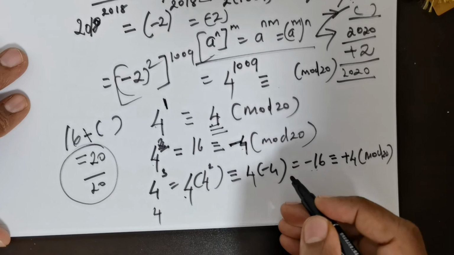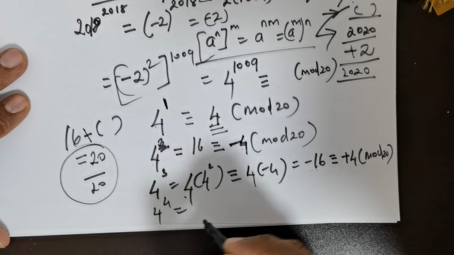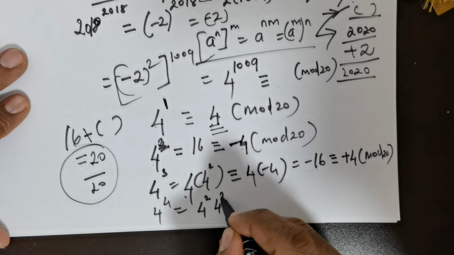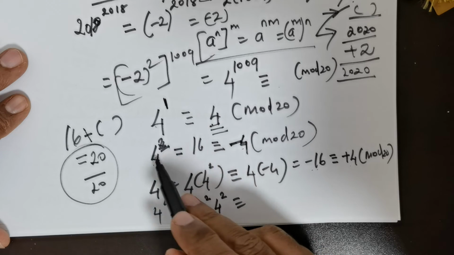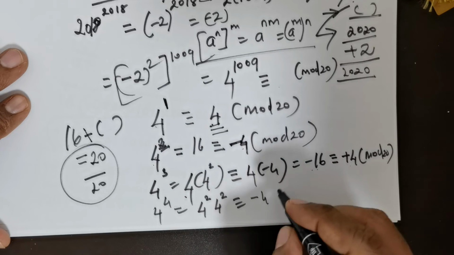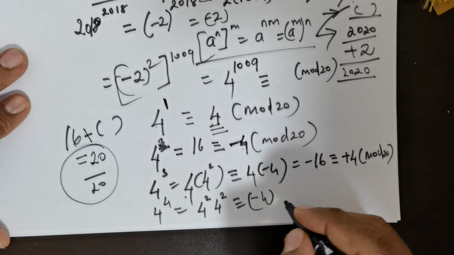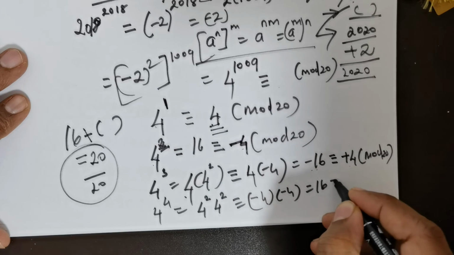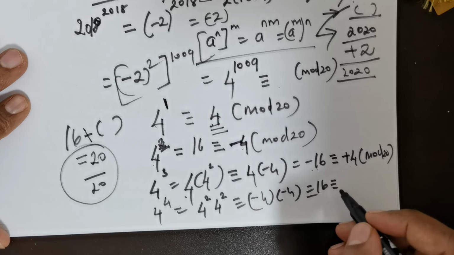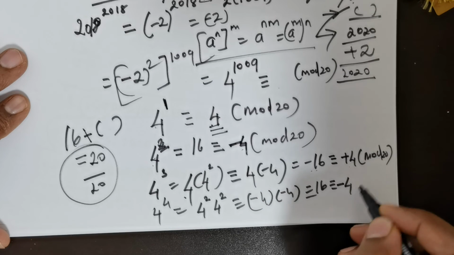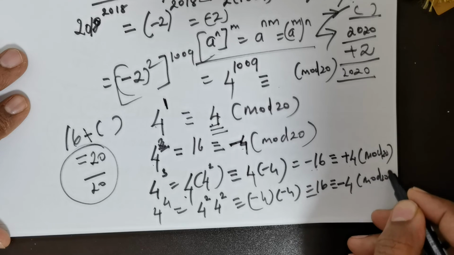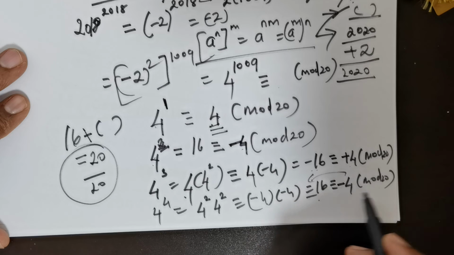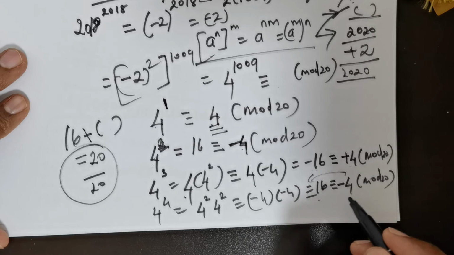Now let me show you what happens if I get 4 raised to the power of 4. 4 raised to the power of 4 can be written as 4 squared times 4 squared. Now 4 squared is congruent to negative 4, and this 4 squared is congruent to negative 4. 4 into 4 is 16. Now 16 is congruent to negative 4 mod 20. If I had to push this negative 4 to the left side, I would get 20. 20 is congruent to 0 mod 20.